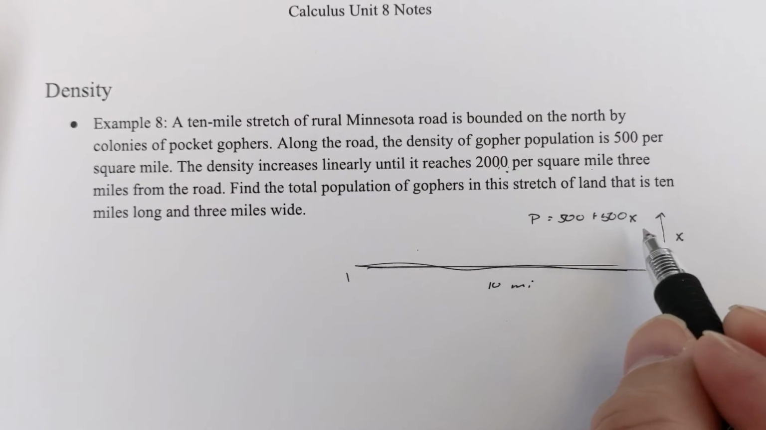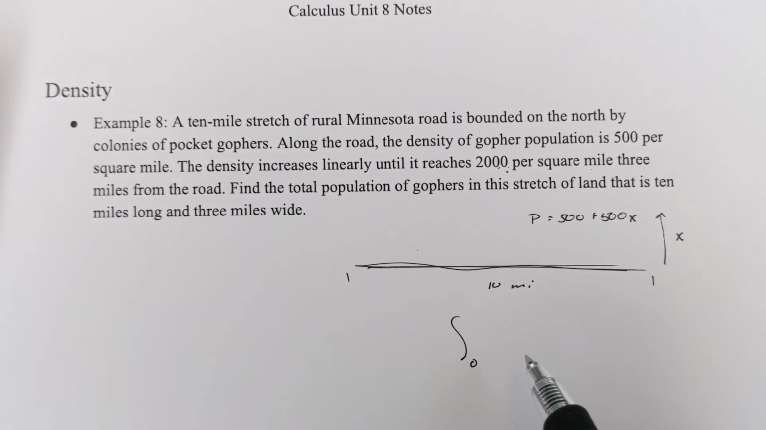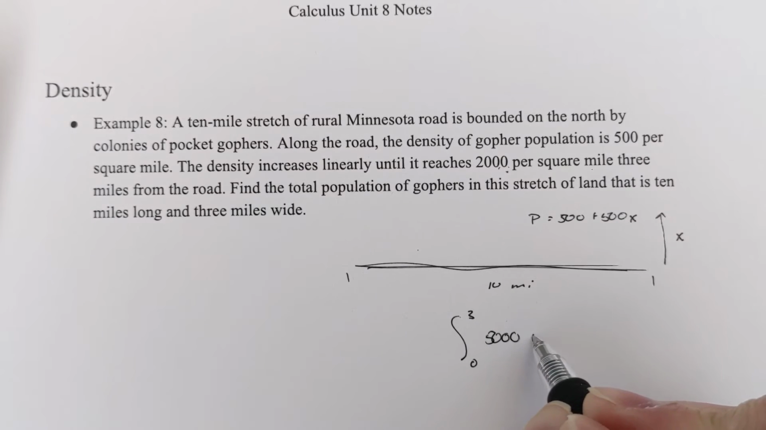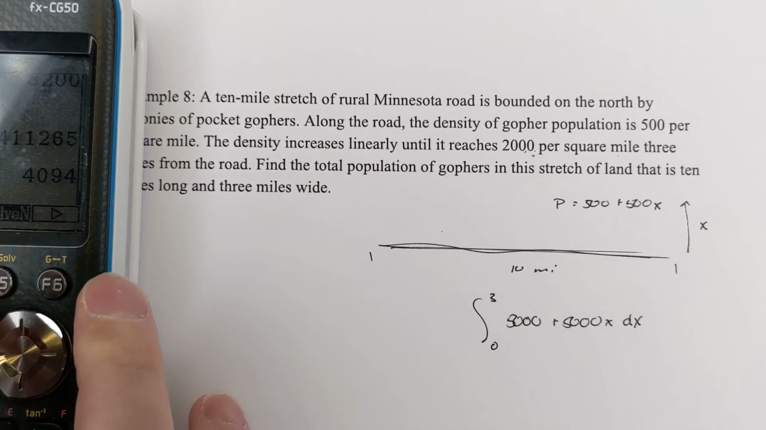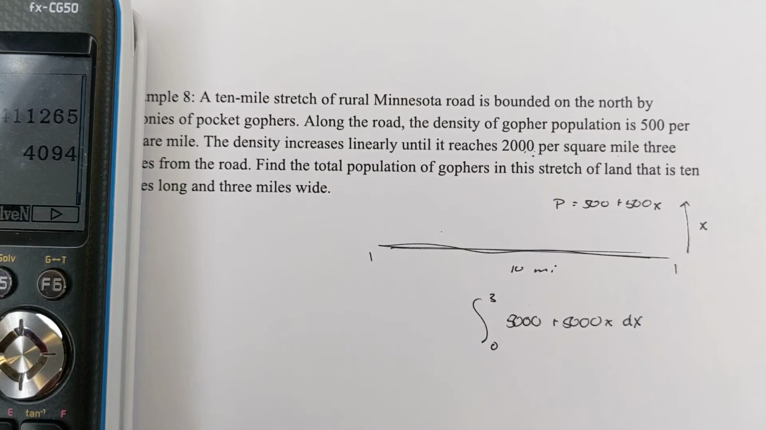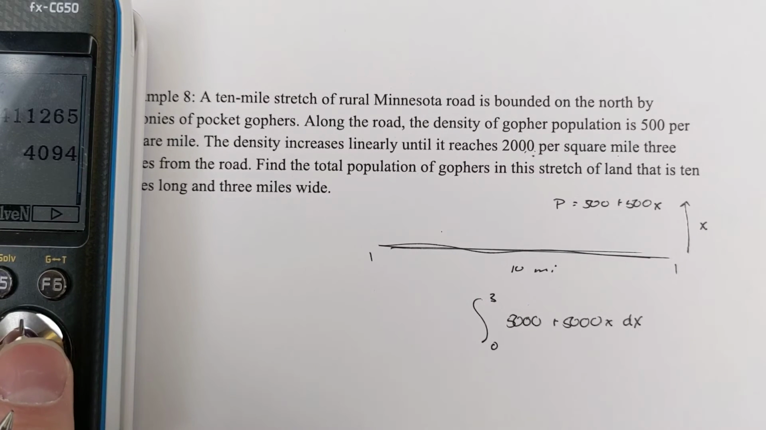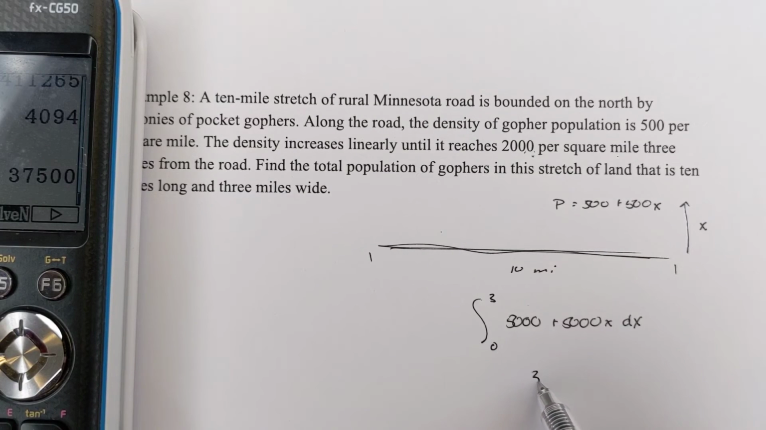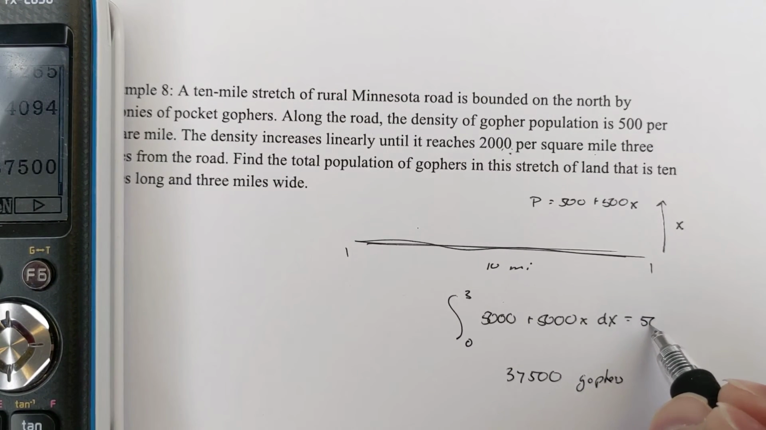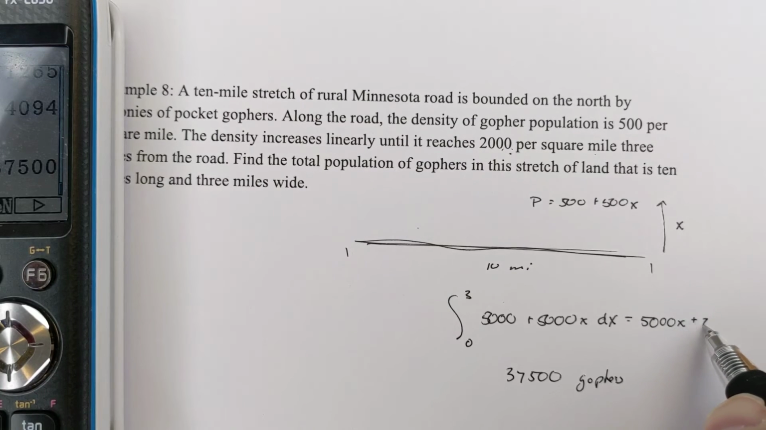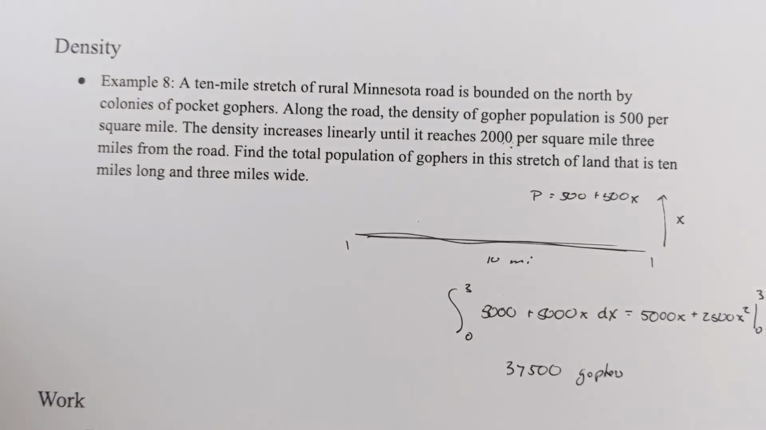So let's see here. Since it's 10 miles long, we need to multiply this by 10. So starting at the road, going 3 miles away, it's going to be the integral of 5,000 plus 5,000x dx. So calculator says 5,000 plus 5,000x from 0 to 3 gives us 37,500 gophers. If you do want the antiderivative, this would become 5,000x plus 2,500x squared from 0 to 3. So count up the exponent, and so on and so forth.